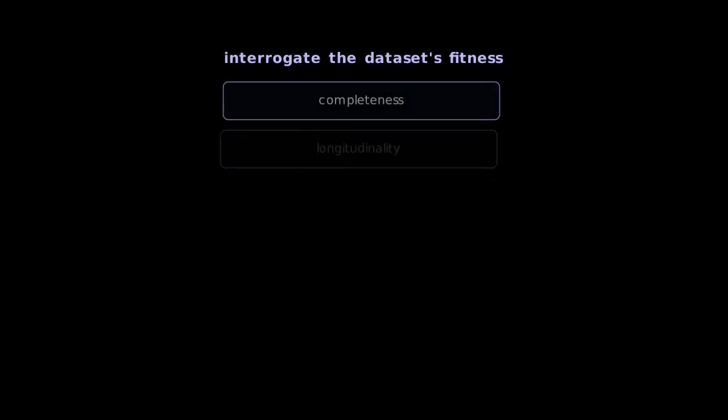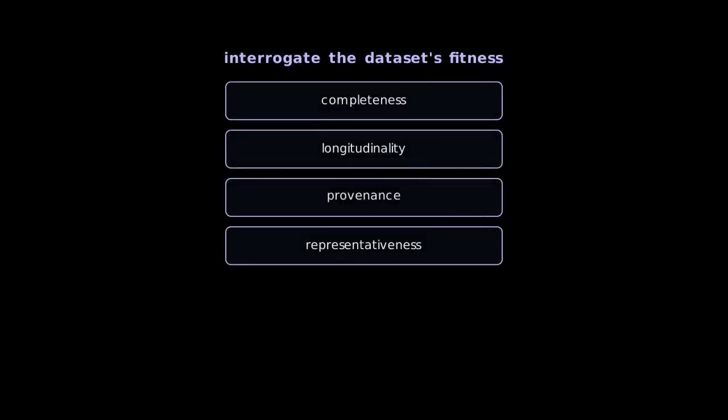So here is the skill that separates the people who ship credible products from the people who ship confidently wrong ones. Before you build anything, you interrogate the dataset's fitness for your exact question. Run the 4 checks: completeness, longitudinality, provenance, representativeness. Trace the blind spots back to where the data was born, and always ask who is missing.